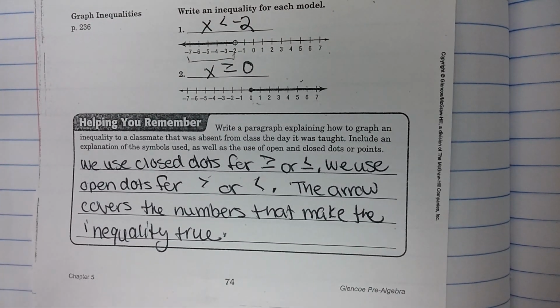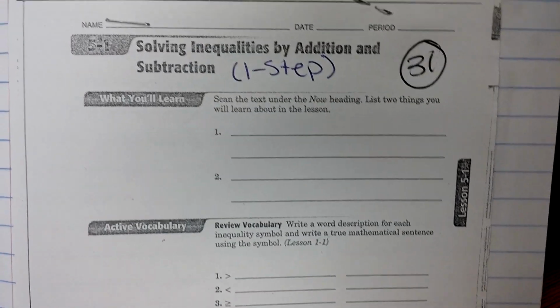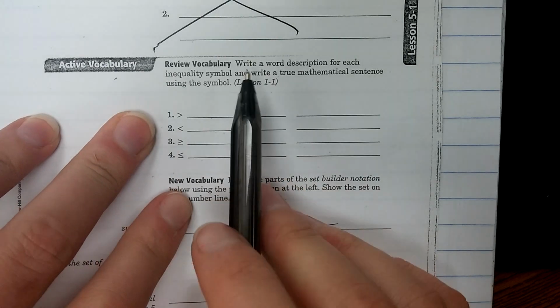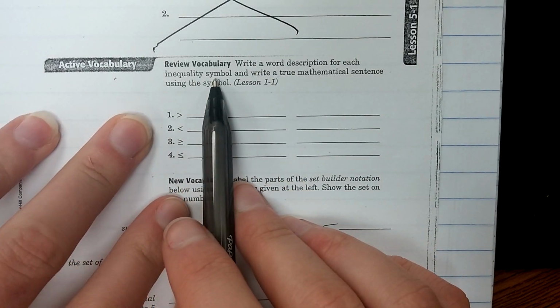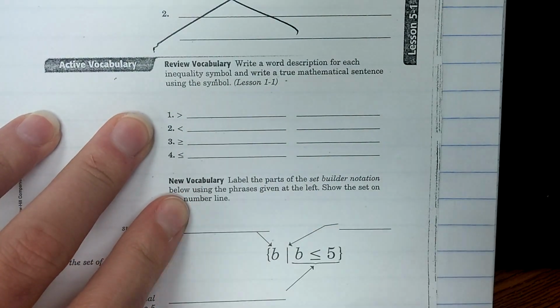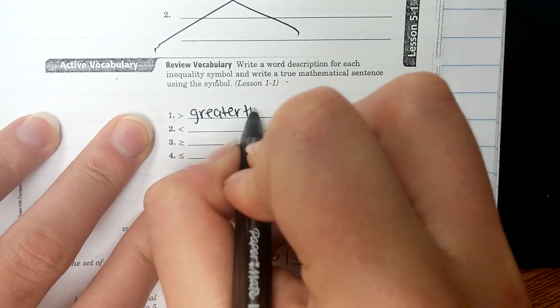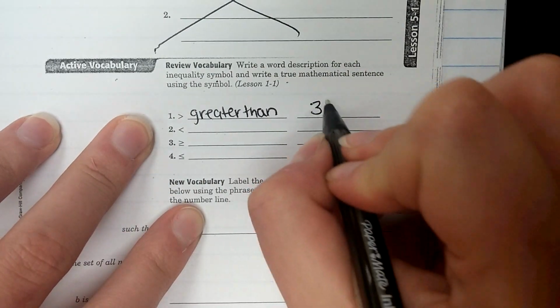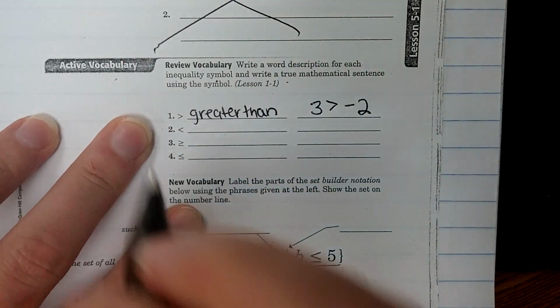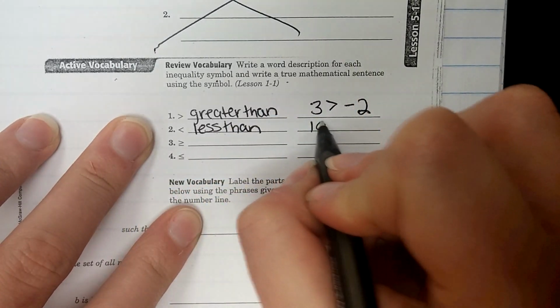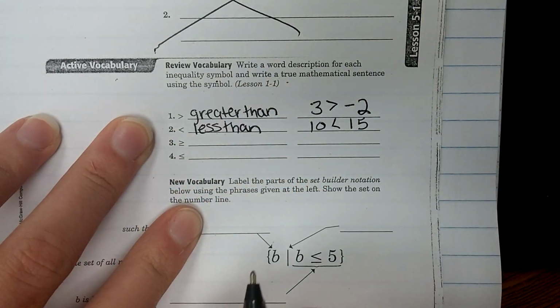All right, let's talk about how to solve inequalities now that we've done a quick graphing review. So solving inequalities by addition or subtraction. Skipping the scanning the text part, we're going right down to the vocabulary. Write a word description for each inequality symbol and write a true mathematical sentence using the symbol. So again, this is greater than, and you could have 3 is greater than -2. This is less than. 10 is less than 15.